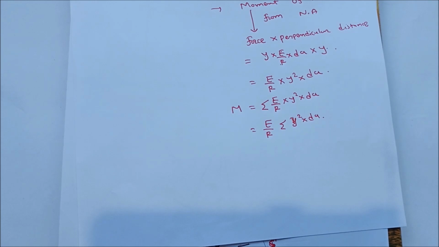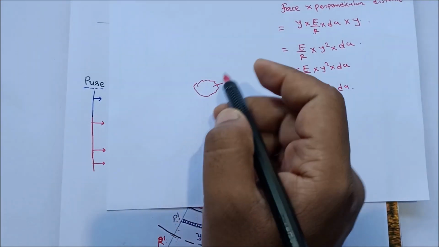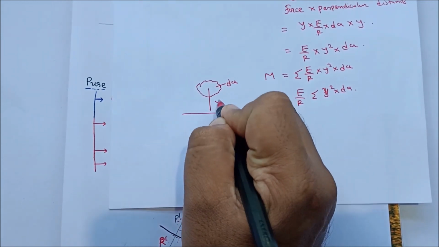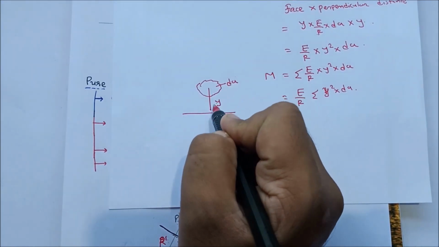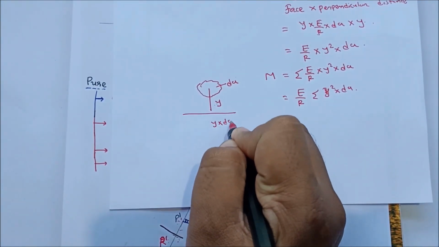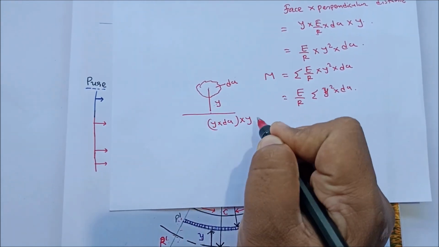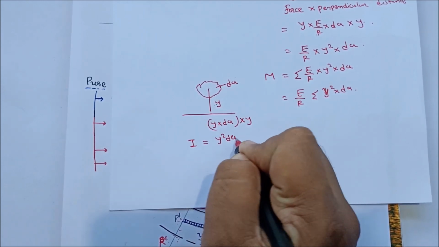In our previous video, we already discussed moment of inertia. So what is the meaning of moment of inertia? For example, this section area is dA and the perpendicular distance is y. Moment of inertia is the second moment of area. The first time we take the moment, that is y multiplied by dA, and the second time we multiply by the perpendicular distance. So the moment of inertia I is y square dA.